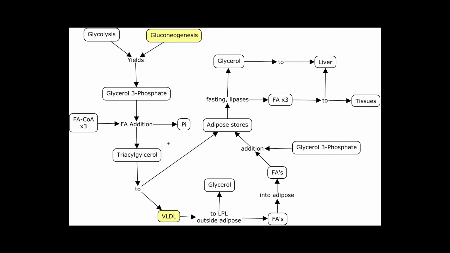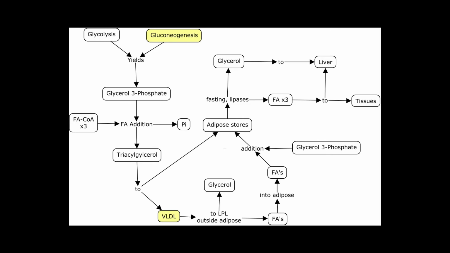If you're already in the adipose tissue when you do that, you can just store it. Or if you're in the liver, you're going to package it up into VLDL and ship it outside to the adipose tissue. When it gets there, the LPL is going to intercept it and split it up into glycerol and fatty acids so that it can go into the adipose. Once it's there, the fatty acids will be rejoined by glycerol 3-phosphate and can be stored.